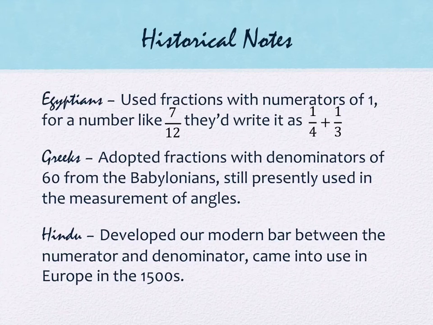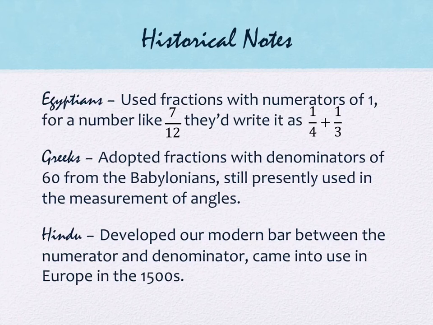The Greeks, historically, are credited with adopting fractions with denominators of 60 from the Babylonians, and it's still presently used in the measurement of angles. So that's another place in history where we see rational numbers making an appearance. The last one to think about is interesting. It's the Hindu. They developed the modern bar that we use between the numerator and the denominator. And it came into use in Europe in about the 1500s. That's a long time ago that we've been using this type of notation.